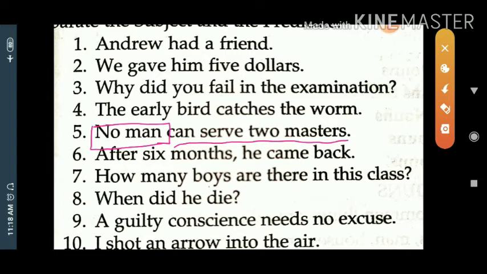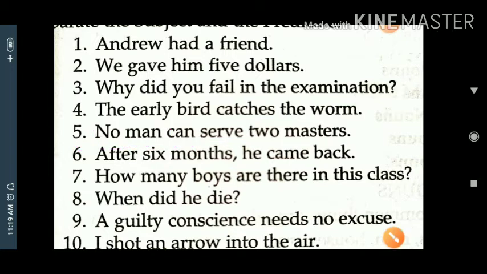Here, no is not concerned with cannot. But no is concerned with men, it means not a single person can serve two masters. If you write it in this way, a man, then afterwards this not will be with can. Cannot serve two masters. Then it is okay. But here no is concerned with men, so no man is the subject in this sentence.